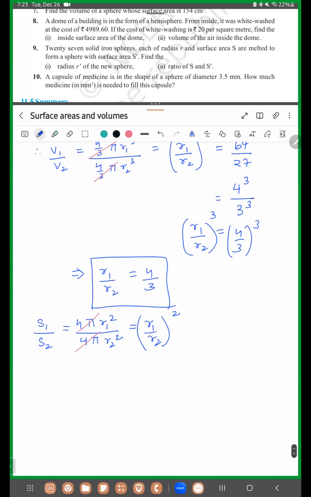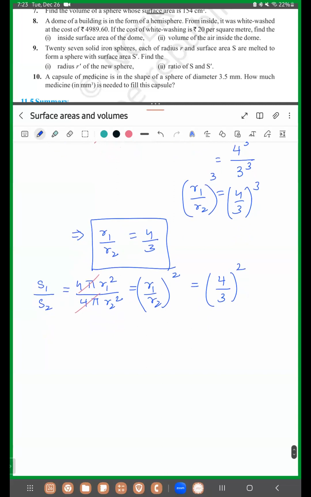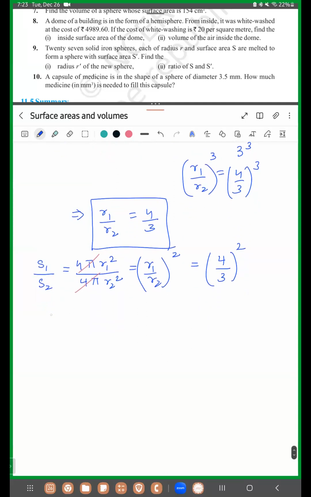Now we don't know r1 and r2, but we know r1 by r2. We know their ratio. So r1 by r2 is 4 by 3. So that's that. And so this becomes equal to 4 square 16, 3 square 9. So that is your S1 by S2. Please note this down.